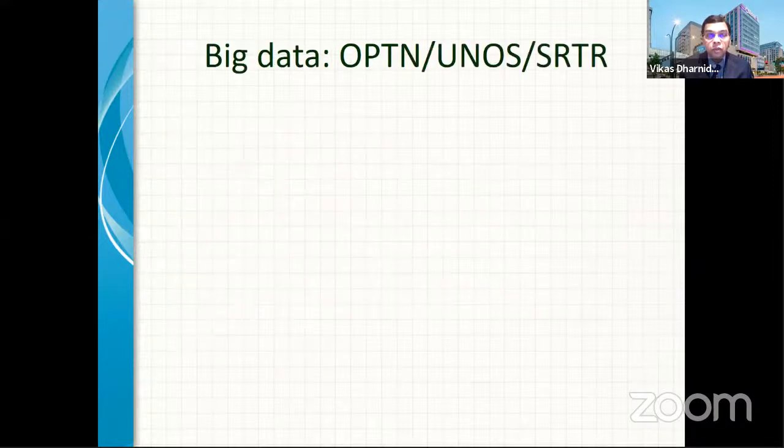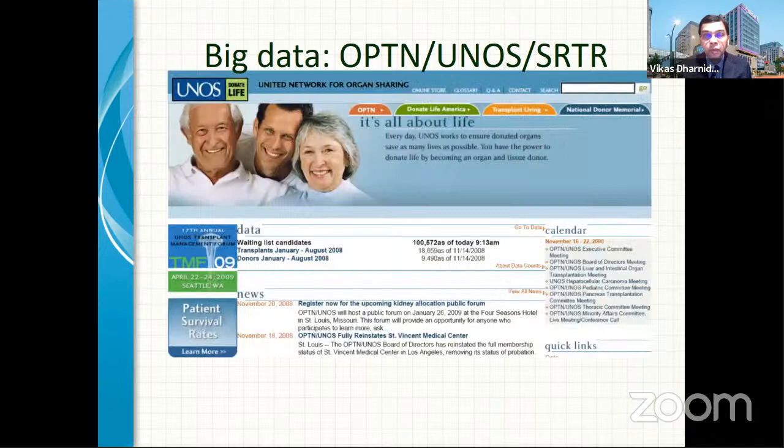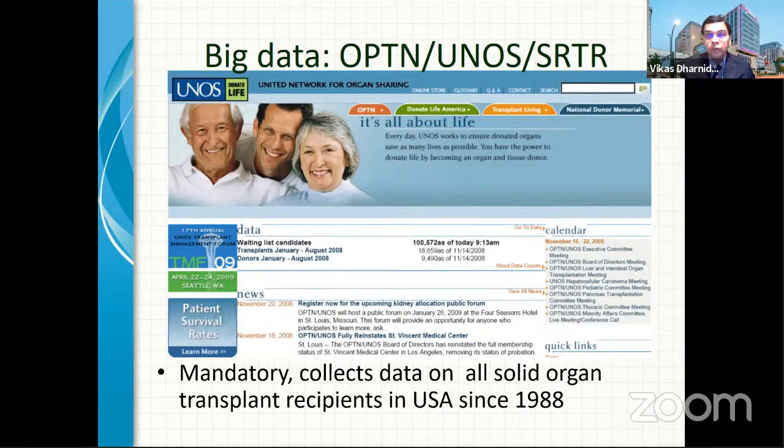So one of the ways to get around this is to take advantage of existing sources of big national level data. And in the United States, we are fortunate to have several such sources. The first is the Organ Procurement and Transplant Network, or OPTN. This is a mandatory registry for all solid organ transplant recipients in the United States. And so every center has to enter data in here. And this was awarded through a federal law and a federal contract back in 1988 to the United Network for Organ Sharing, a private agency. So they run the OPTN.